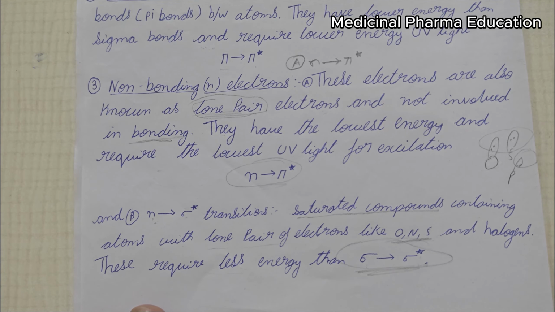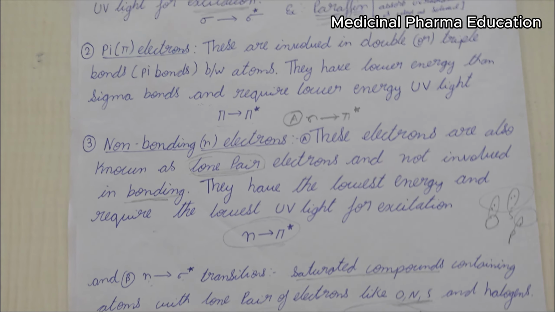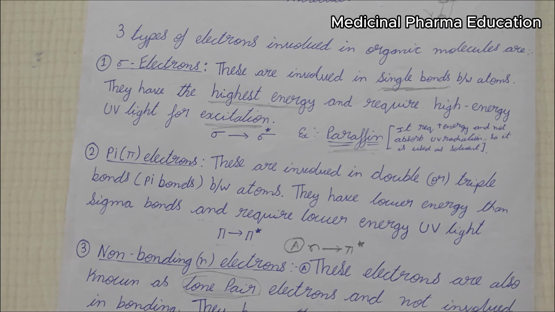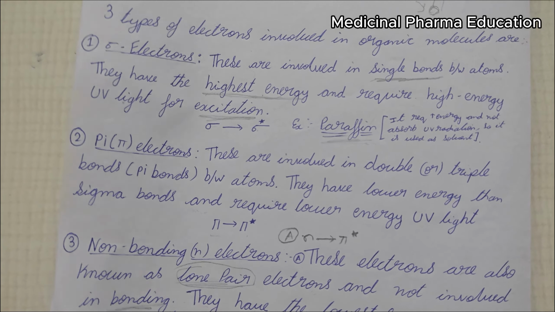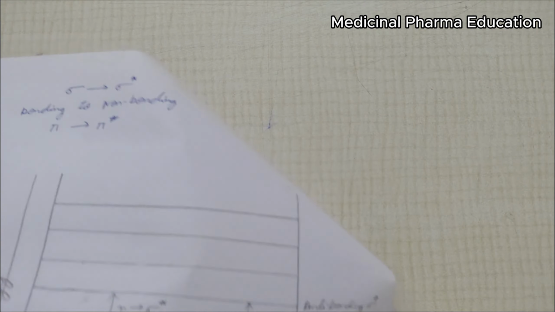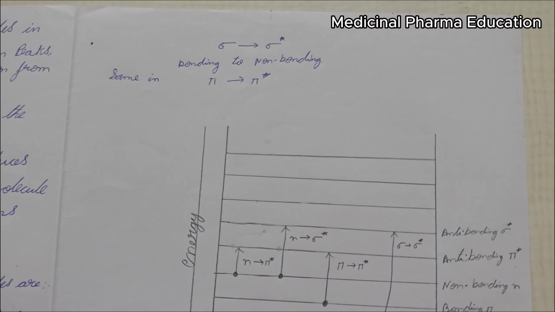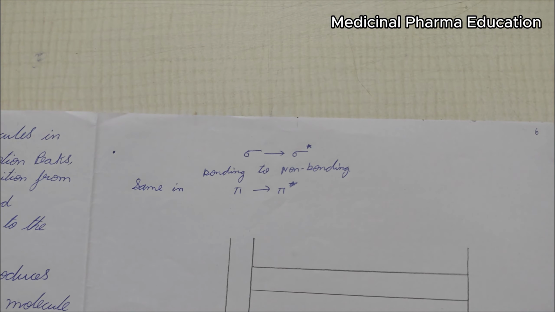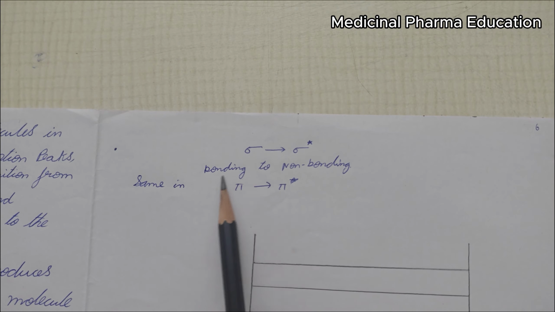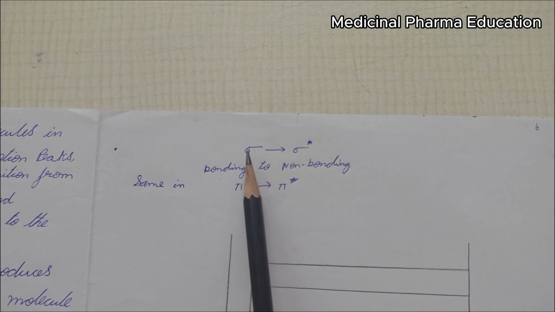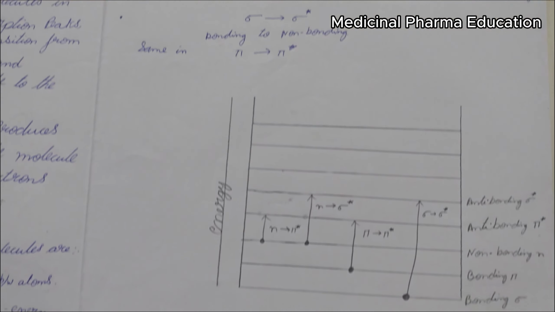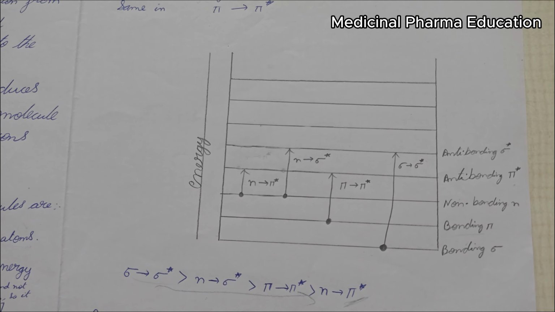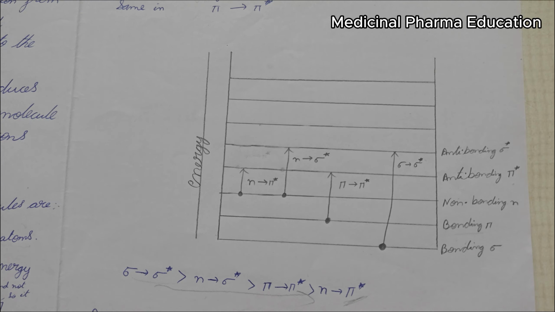I think you have got the basic concept of what electrons are involved in the transition: sigma, pi, and non-bonding electrons. Now we will see the energy levels and the graph. Here the transition occurs from the bonding to anti-bonding. Sigma and pi are bonding, and the anti-bonding are sigma star and pi star. It is a graphical representation of how the energy levels are distributed.